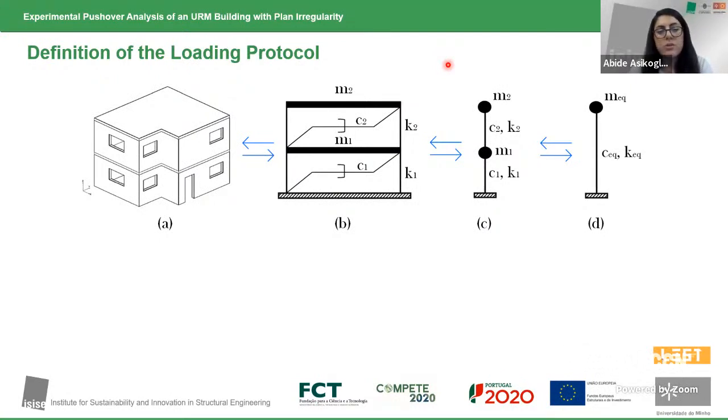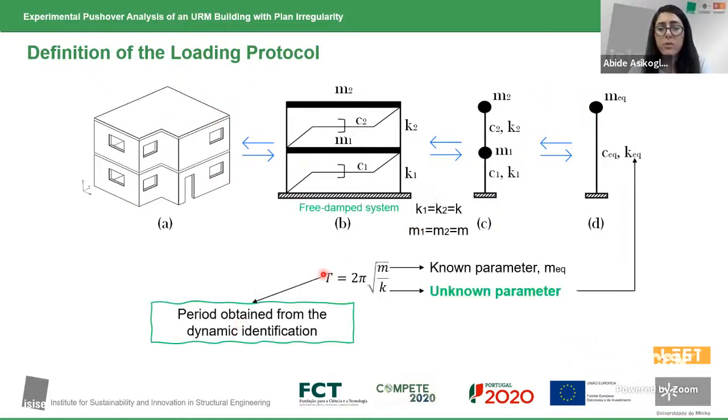One of the main questions of this experimental campaign was how to apply the load. We wanted to simulate the loading with modal proportion. In that case, it was necessary to know the relation of each loading at each level. Basically, there is a main assumption: we have a multi-degree of freedom system, and we can convert this to a single degree of freedom system.